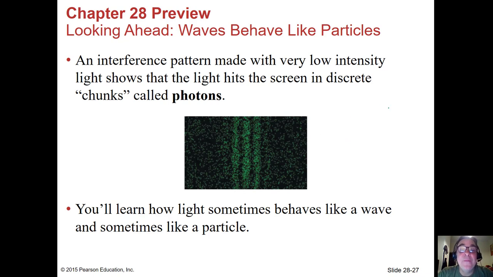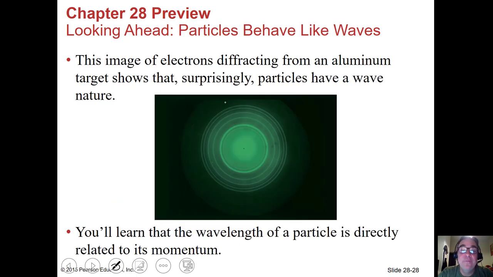Okay, so this would happen if you have just discrete chunks, or in other words, photons coming in. So where some are missing, the photons must not have hit yet. Okay, so sometimes light behaves like a wave, sometimes it behaves like a particle. This chapter is all about looking at light behaving like a particle.